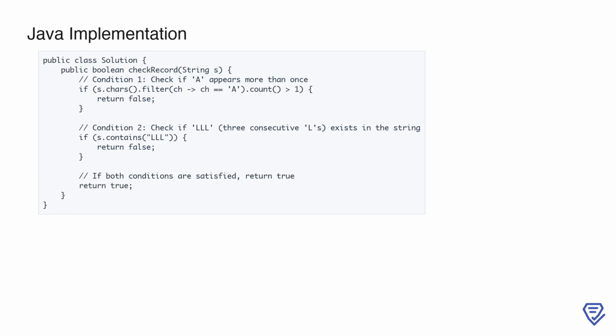This is the Java implementation of LeetCode problem number 551, Student Attendance Record I. It mirrors the logic of the Python solution, checking if the string contains more than one A or the substring LLL. Key differences include the use of Java's chars method with a filter for counting characters and the contains method for substring checks. The solution is concise and adheres to Java conventions.